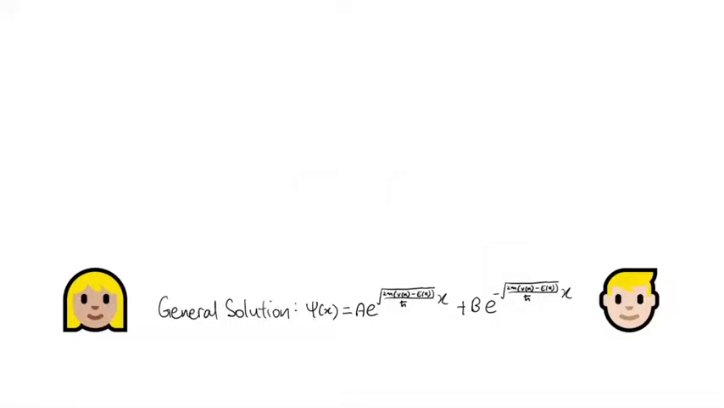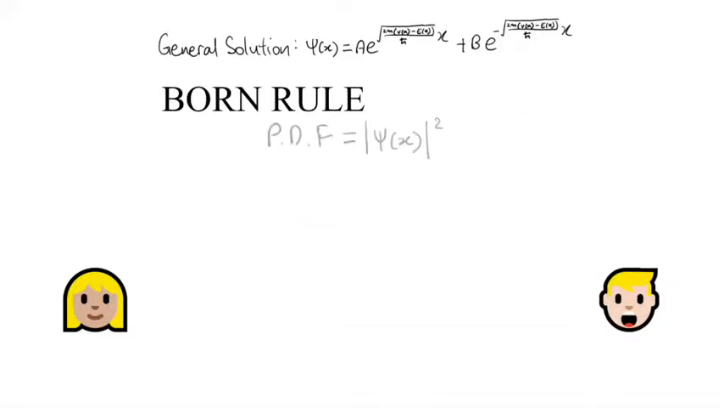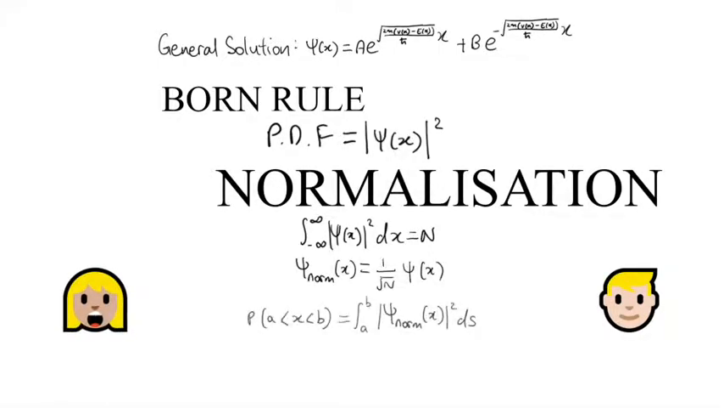Now that we've got our general solution, we can apply the Born rule to it. According to the Born rule, the magnitude of the wave function squared should give you the probability density function. The integral of the probability density function over a region will thus give the probability of finding the particle in that region. To achieve this, the general solution must be normalised like so. The new normalised wave function can now be used to find the probability of the particle in any given region.